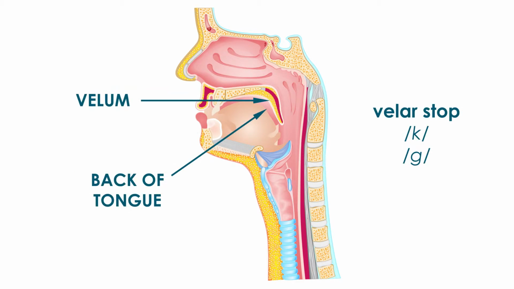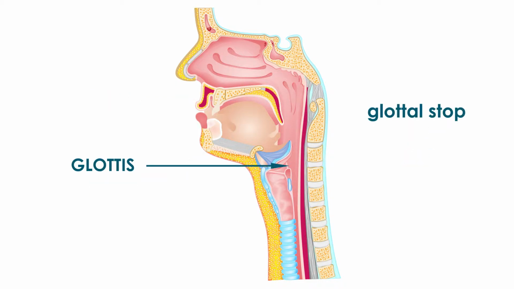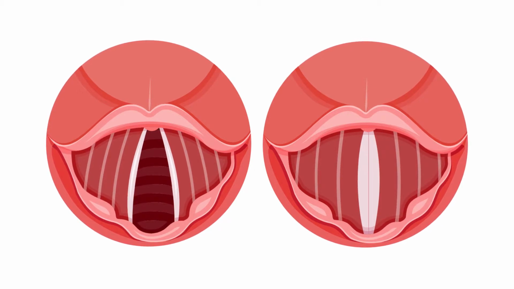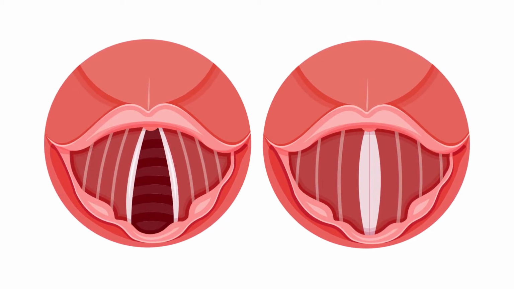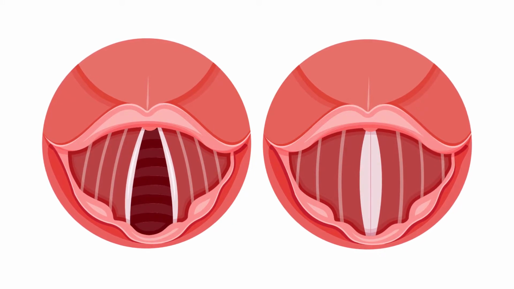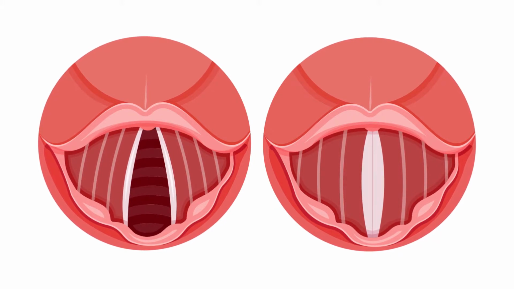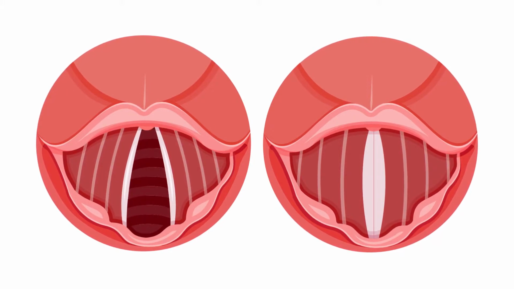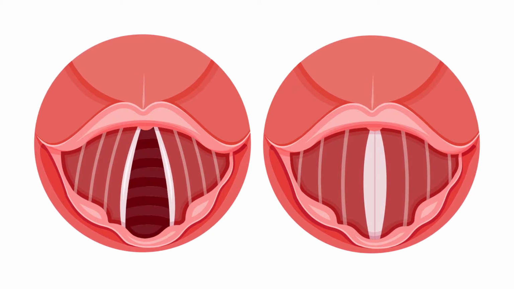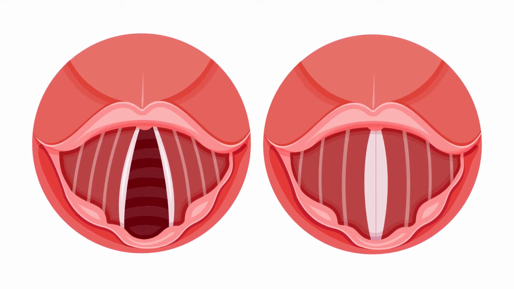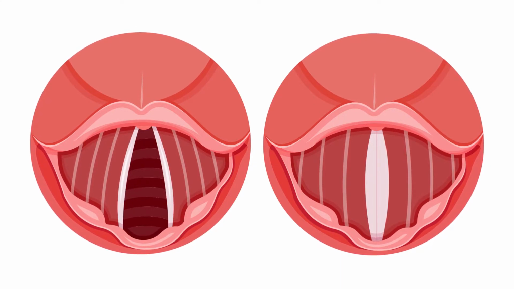K and g are velar sounds. The back of the oral cavity briefly stops the airflow. American English also has a glottal stop that is produced in the throat. Notice that in these 3 pairs of stops, one member of the pair is voiced and the other is unvoiced. B, d, and g are voiced. This means that the vocal cords vibrate to produce the sound. Place the tips of your fingers on your throat to feel it. In contrast, p, t, and k are unvoiced. The vocal cords don't vibrate.